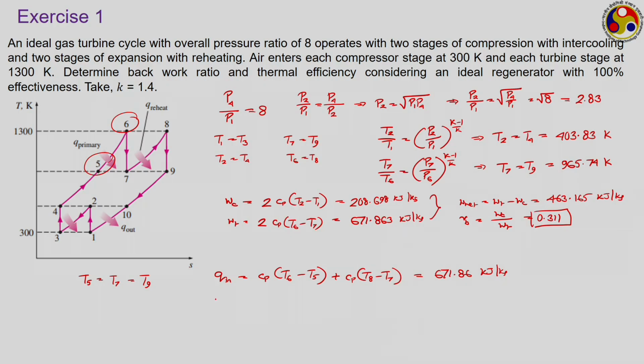and then the total thermal efficiency should be equal to W net by Q in. So, this number will come as 68.93%.